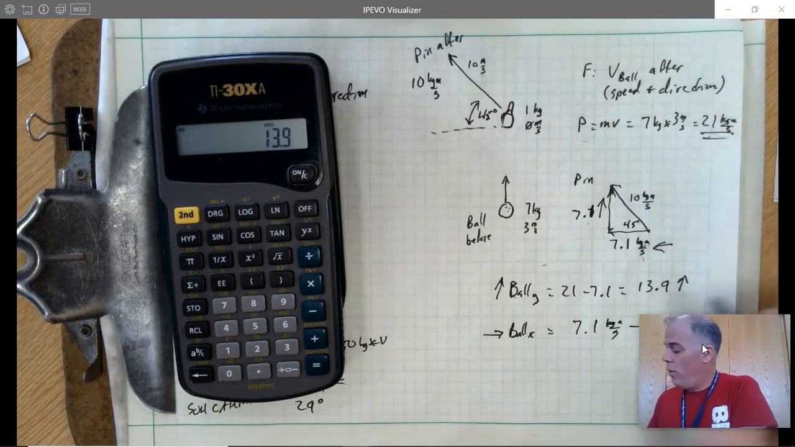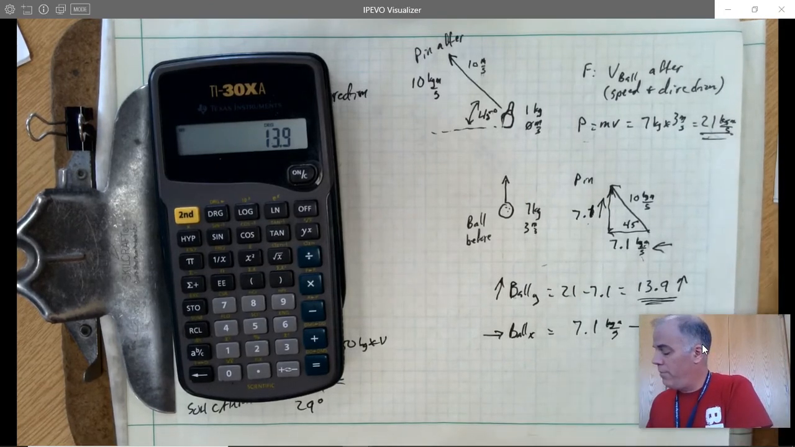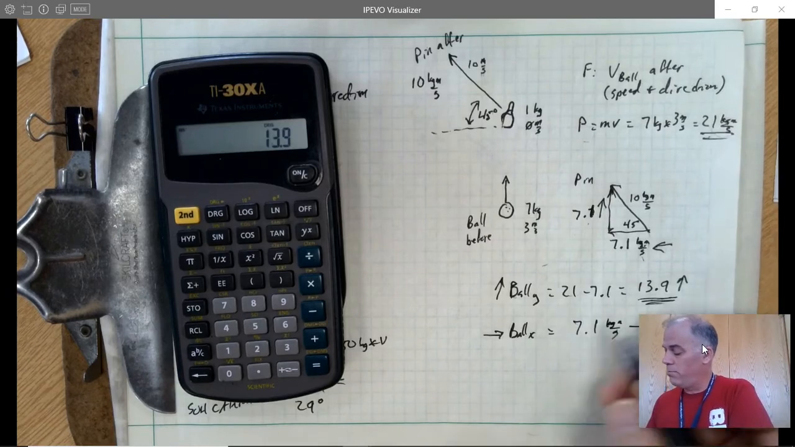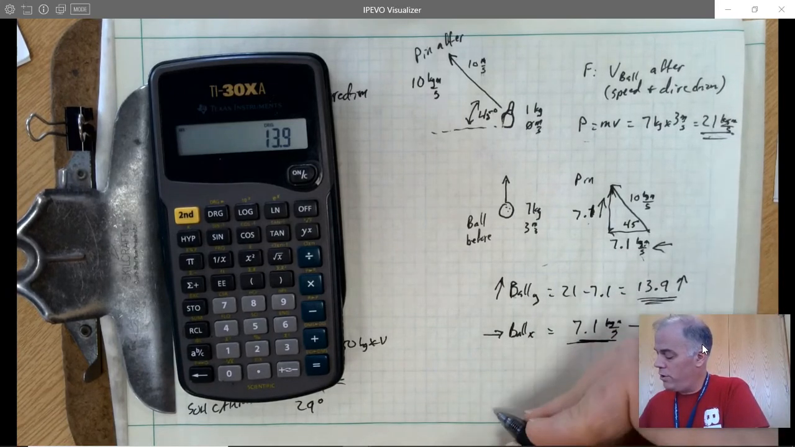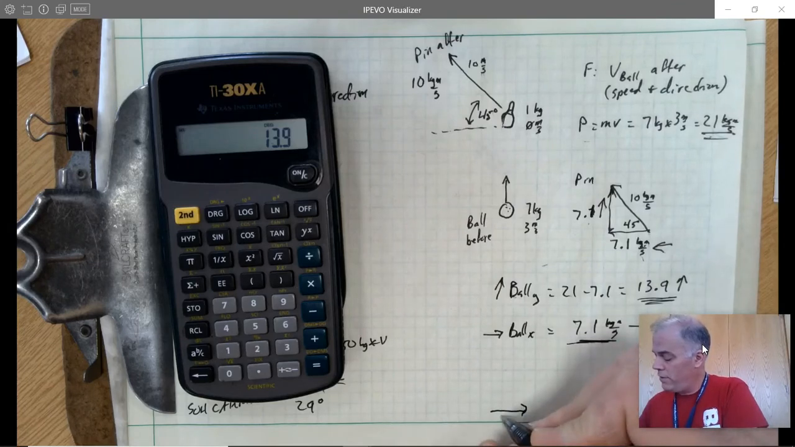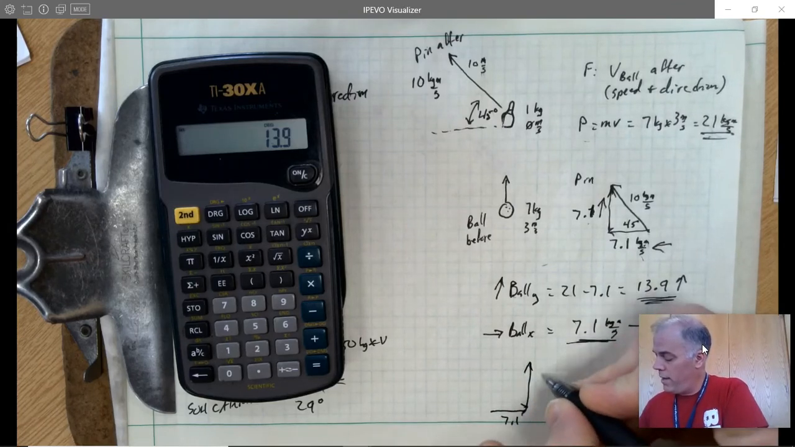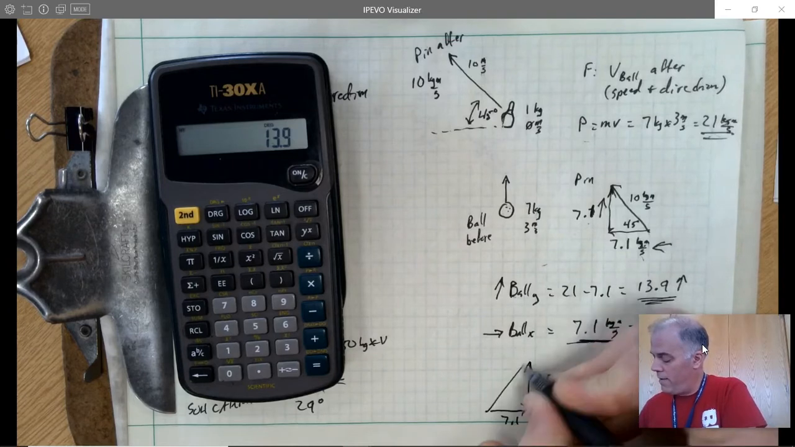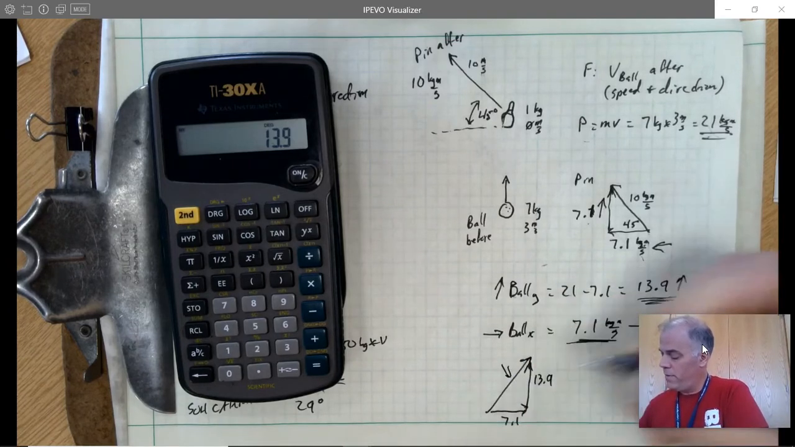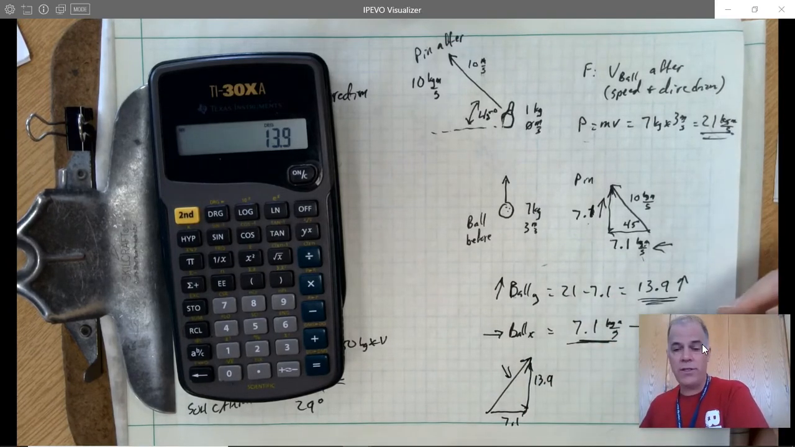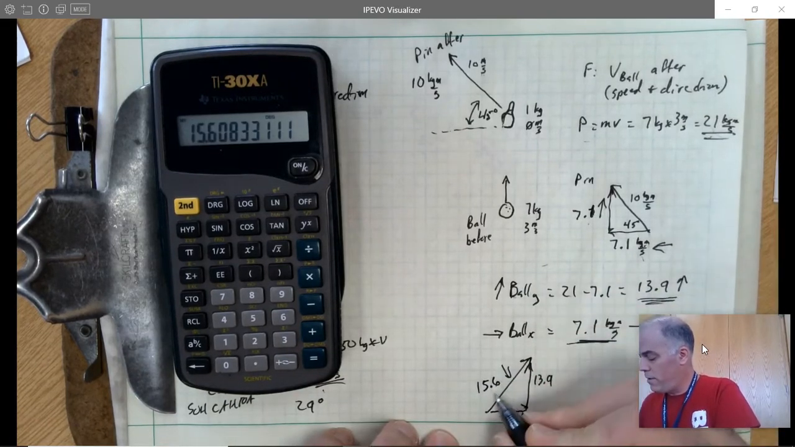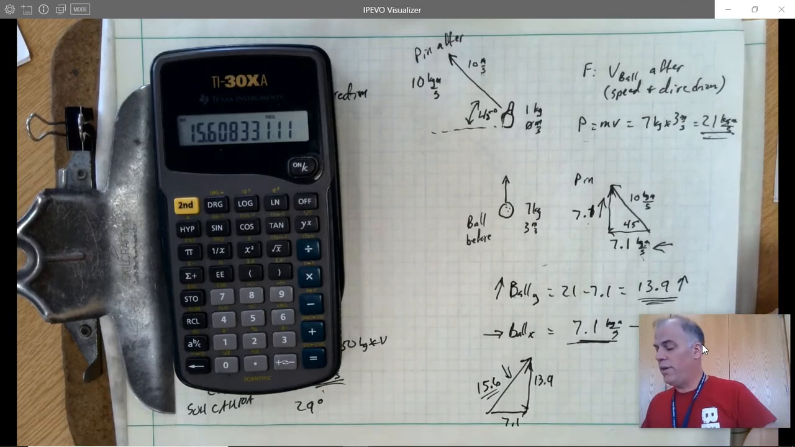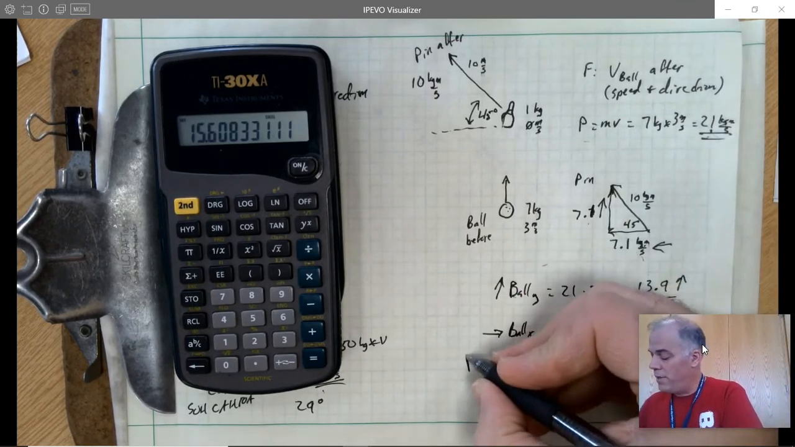Okay, so now we have the vertical component of the ball's momentum and the horizontal component, and we can put those together into a diagram. We have 7.1 and 13.9. And that is the resultant momentum right there. And we can Pythagorize to figure that out. And we get 15.6 units of momentum.